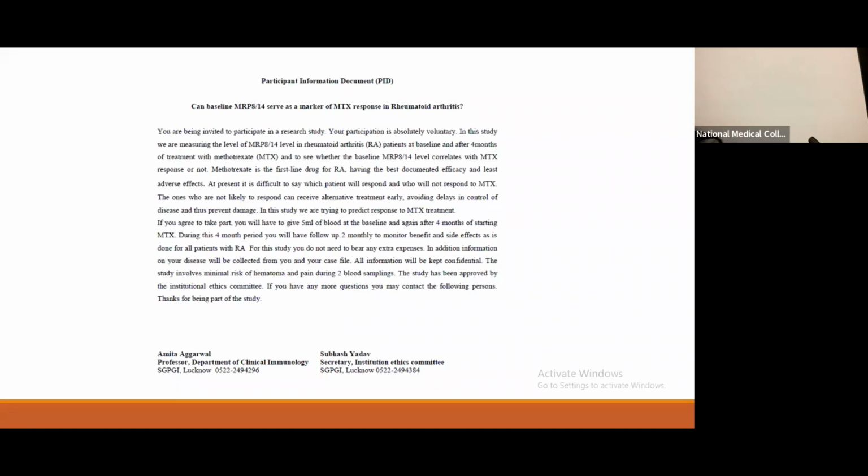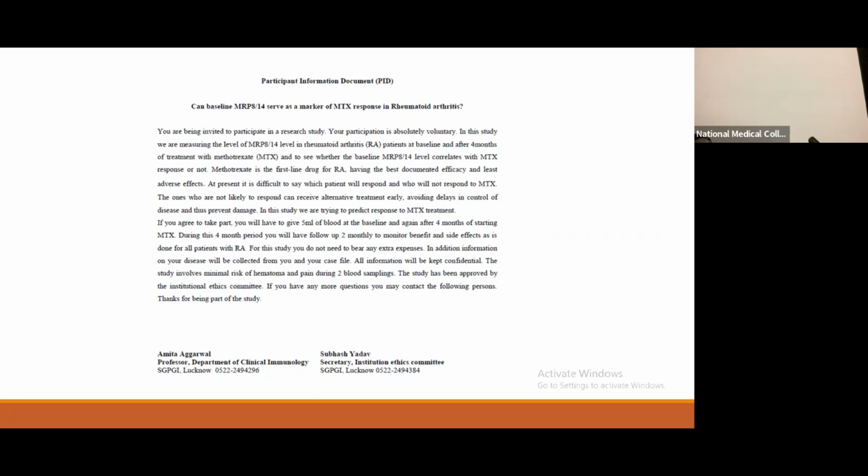At present, it is difficult to say which patient is going to respond to this drug and which patient will not respond. That is why we are interested in doing this study. So the ones who are not likely to respond, we can give them alternative treatment early. Avoiding delays in control of disease. So that is why we are trying to understand, can this thing predict response to methotrexate?